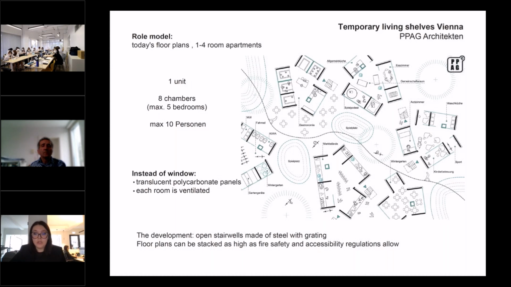You also have a change. For example, instead of windows, you get translucent polycarbonate panels, and each room is well ventilated. The staircase is made of steel with grating, and the floor plans can be stacked as high as fire safety and accessibility regulations allow.